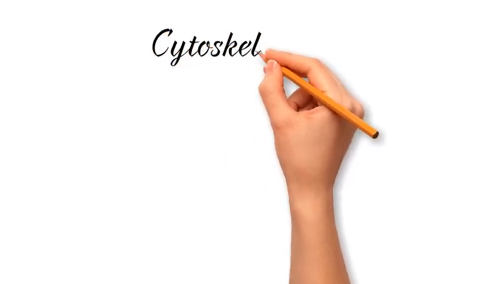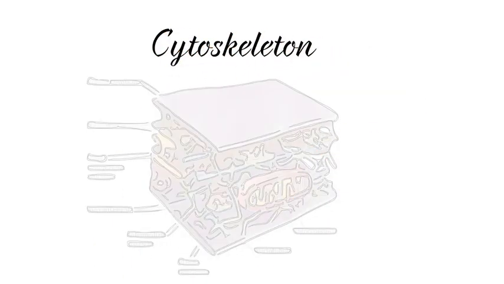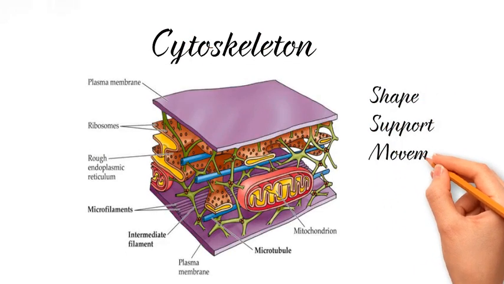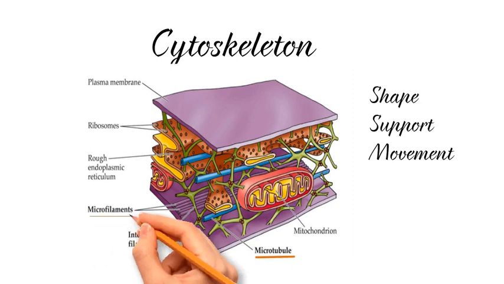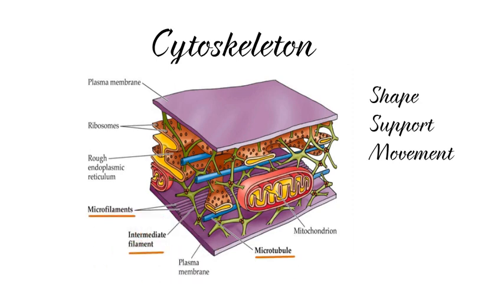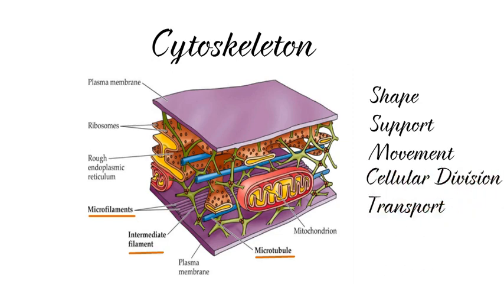Before we go on, let's talk a bit about the cytoskeleton and centrosome. The cytoskeleton is a network of protein filaments that provide shape, support, and movement to the cell. It is composed of microtubules, microfilaments, and intermediate filaments. The cytoskeleton also helps to maintain the cell's shape and is involved in cellular division and transport.